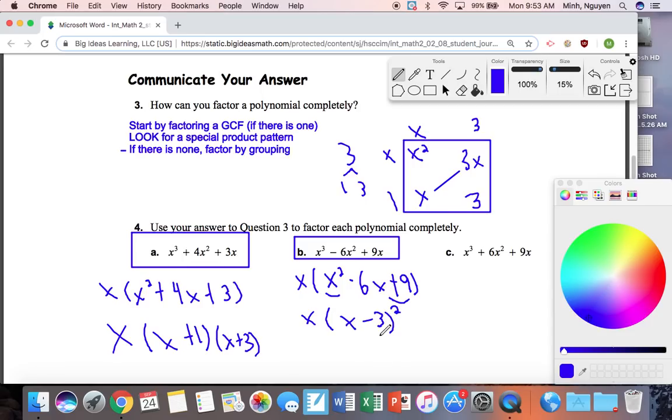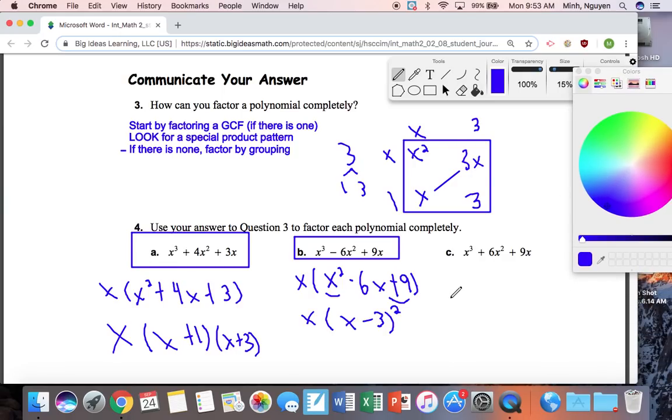If you're not sure about this, then you can go ahead and do a box where you have x minus 3 times x minus 3, and you work it out, and you'll get x squared minus 6x plus 9. Lastly, this is x. This is the same thing except a plus. So it becomes x times x plus 3 squared. Okay.